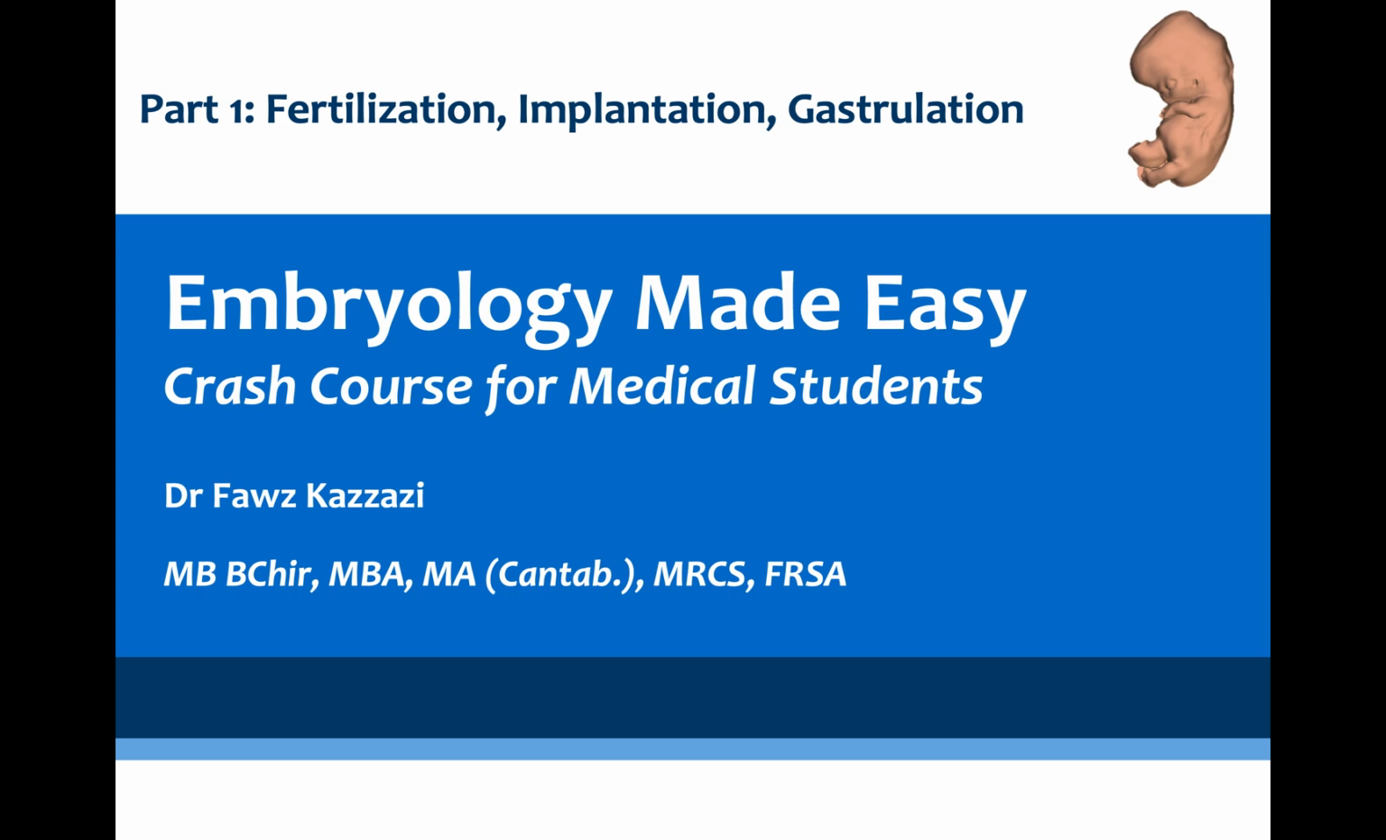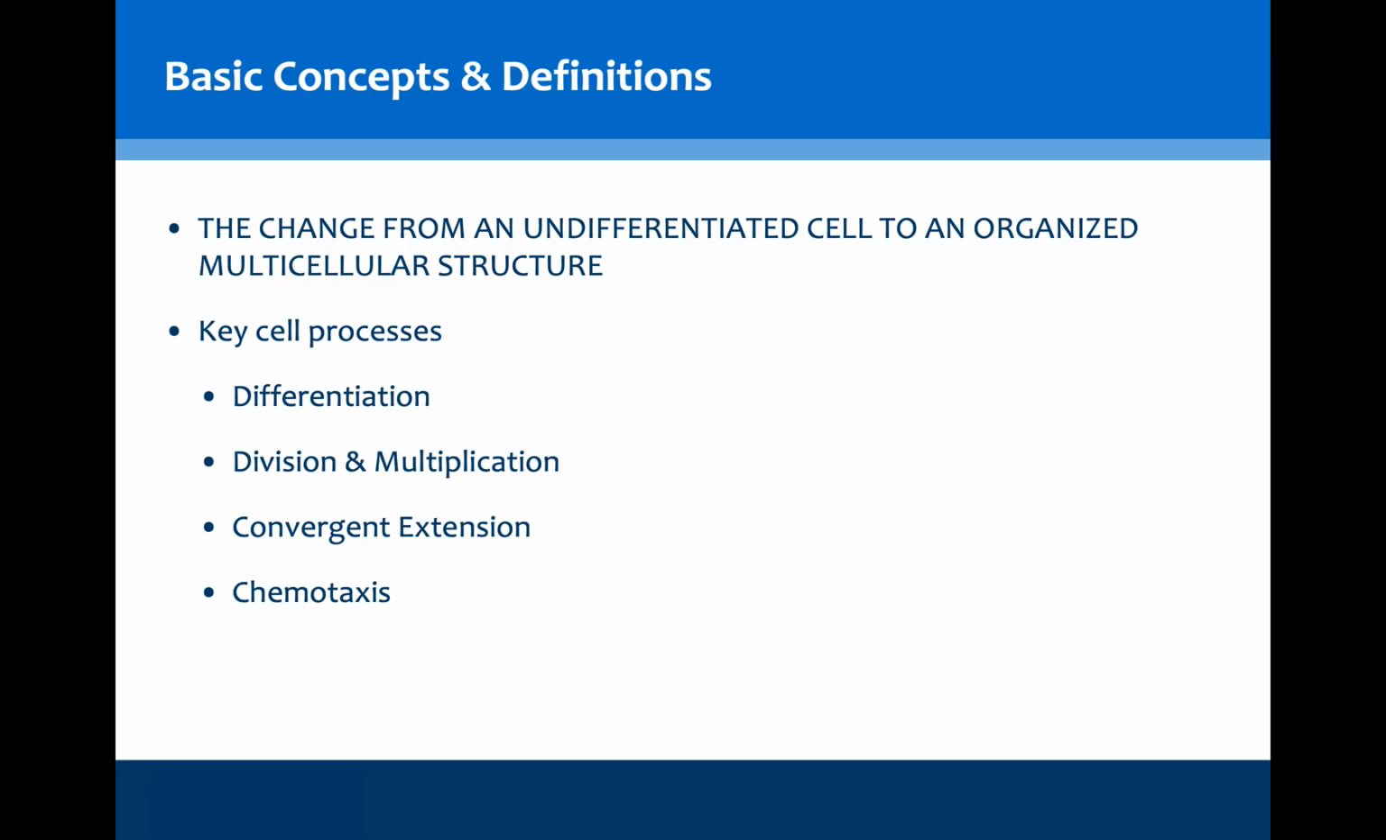We'll divide it into three parts, three separate videos. So the first part will be on fertilization, implantation, and gastrulation. The second part will be on folding, segmentation, and neurulation. And the third part will be on organogenesis, covering the whole organ system formation. So without further ado, we'll get started.